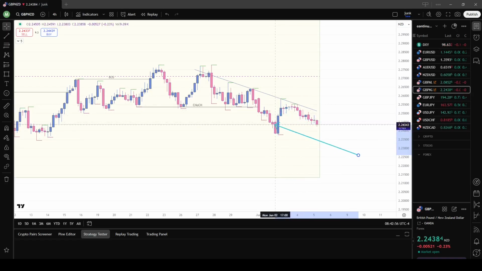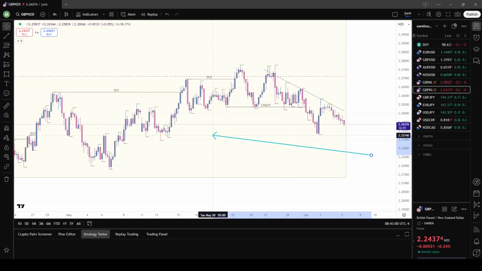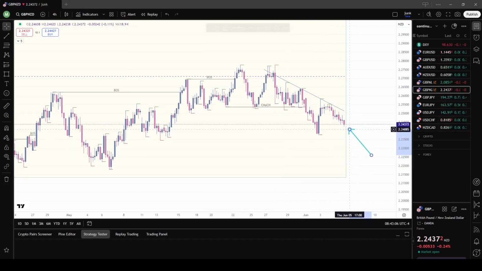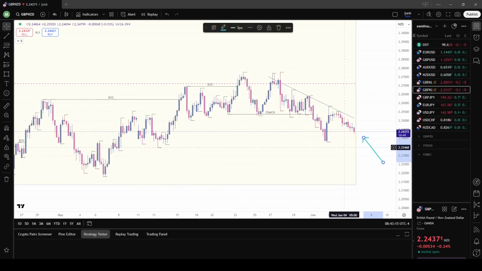Obviously, buyers stepped back in here, so that's why I want to see a break of all these lows to see if there is bearish momentum to target the lows of the overall range. But obviously still overall bearish, just waiting for any type of selling opportunity to present itself, and that selling opportunity can present itself if there is momentum that picks up to the downside.